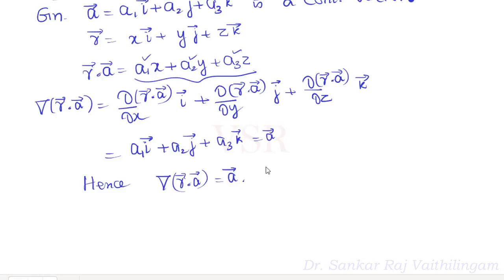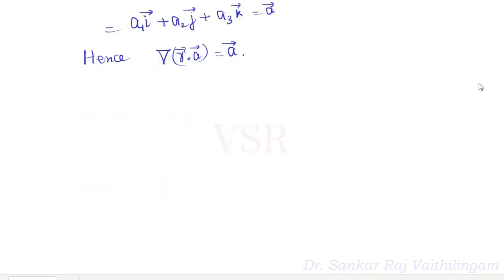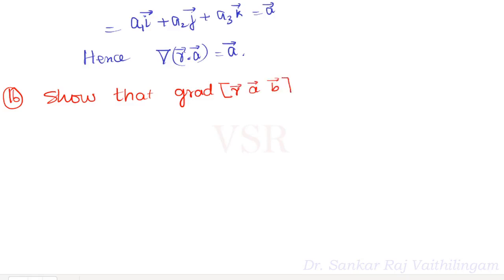Okay, so next we will go for the 16th problem. It is very simple. Show that the gradient of the box product r vector, a vector, b vector equals a vector cross b vector. Whether we say gradient or write del, it is the same. This is called the box product, which is equal to a vector dot b vector cross c vector.